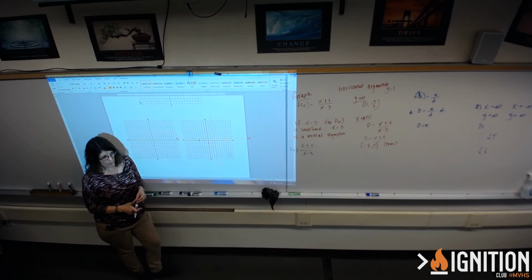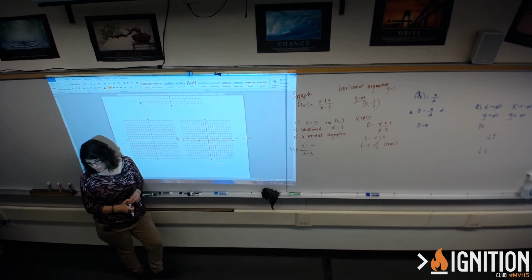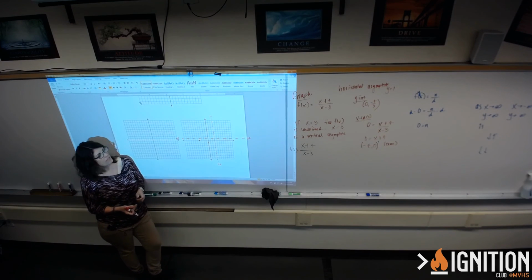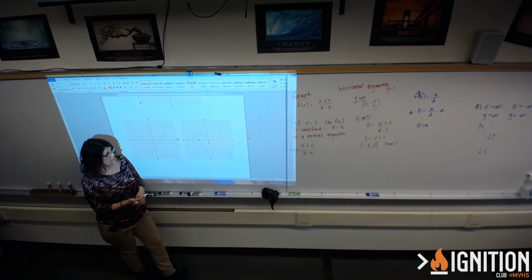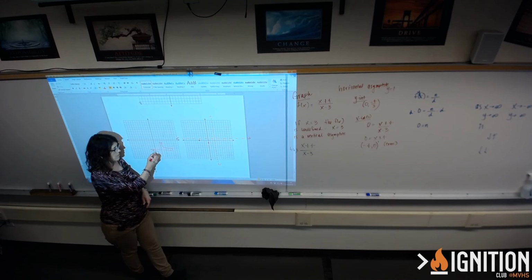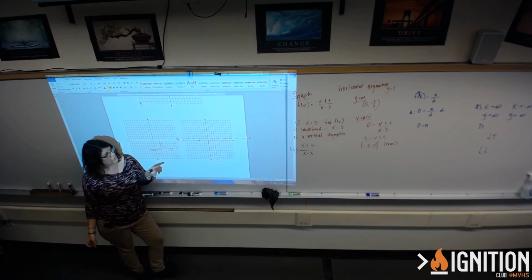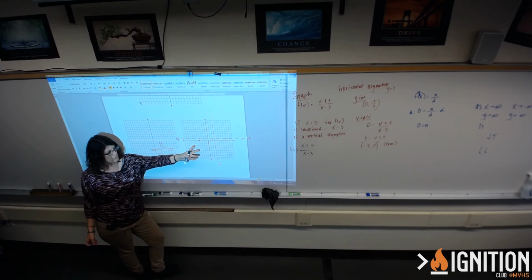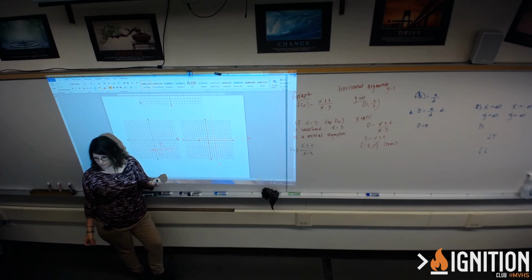Horizontal asymptotes, you approach. It doesn't matter if it's horizontal or vertical. Horizontal and vertical asymptotes are lines that the graph approaches but doesn't touch. So the parent function, 1 over x. Branches. Draw your branches. They are curves. The one down here, the one on the lower left, what's it look like?